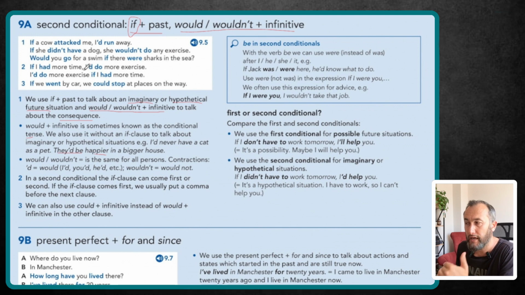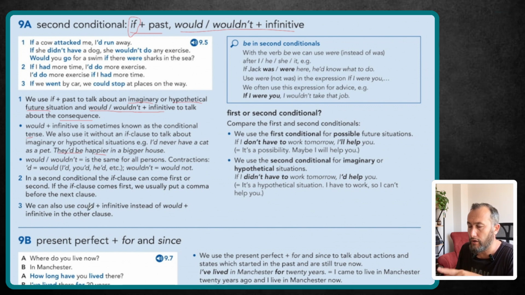Like if I had more time, I'd do more exercise. So the real situation, the guy who is saying that, he doesn't have time. He doesn't have time and he doesn't do exercise. But imagining the opposite. So if I had more time, I'd do more exercise. Or the same thing, I can say I'd do more exercise if I had more time. All right, guys.